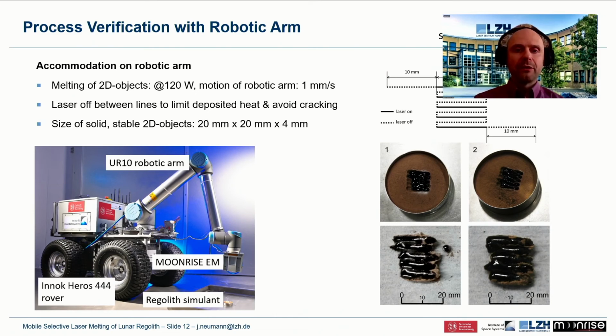And there we can create these 2D structures by writing adjacent lines. We had to switch off the laser between the lines to limit the deposited heat and avoid cracking. But nevertheless, we created 2D objects 2 centimeters by 2 centimeters with 4 millimeters in depth.